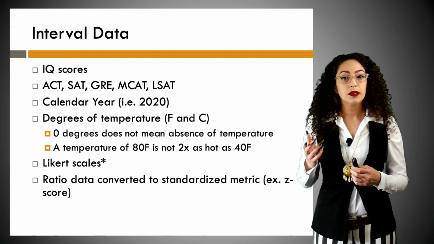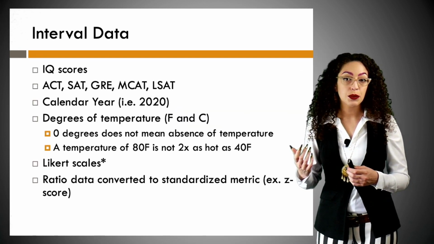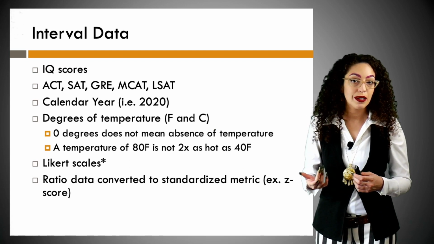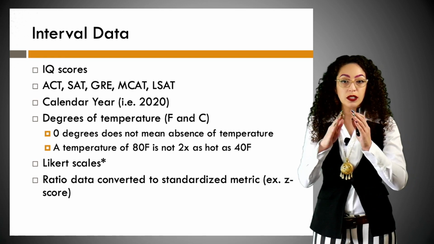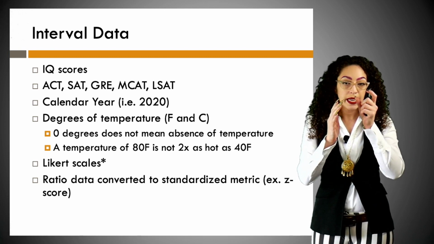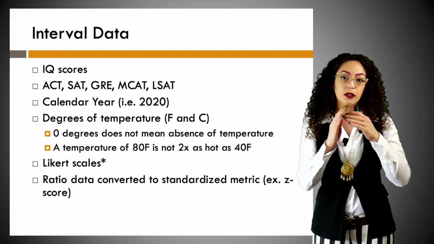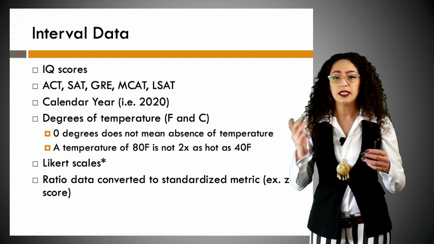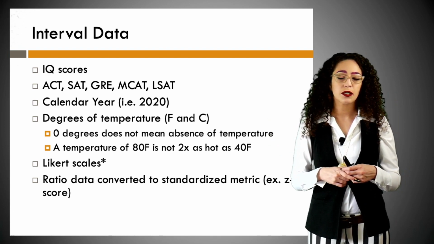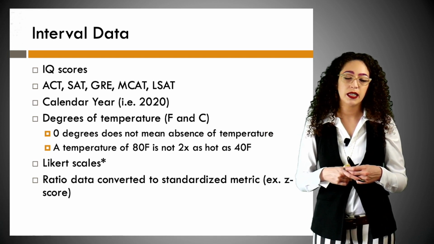Here are some more examples of interval data, like IQ scores. You technically cannot get a 0 on an IQ test, and the interval between each IQ point, so from 100 to 101, is the same point value as 130 to 131. And things like the ACT, SAT, GRE, MCAT, LSAT, all those other horrible acronyms that people make you take to get into schools.